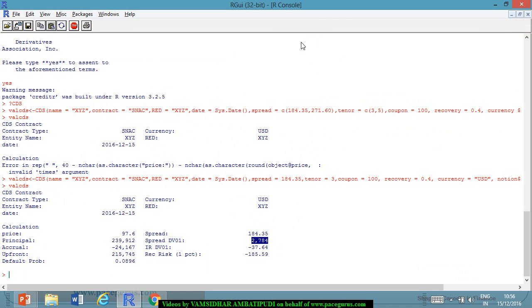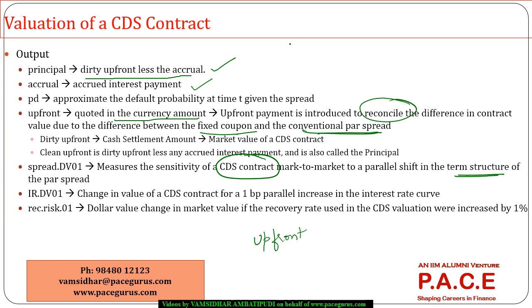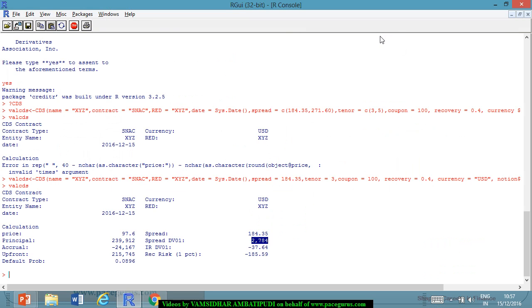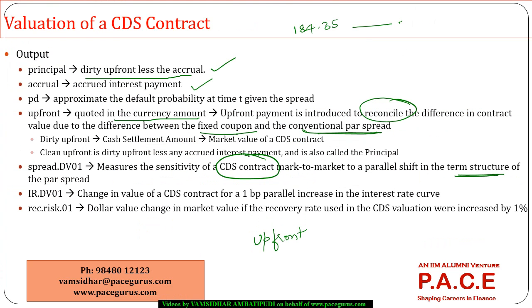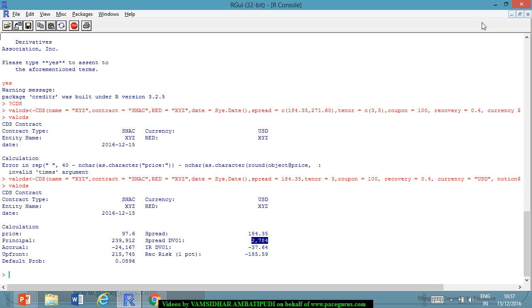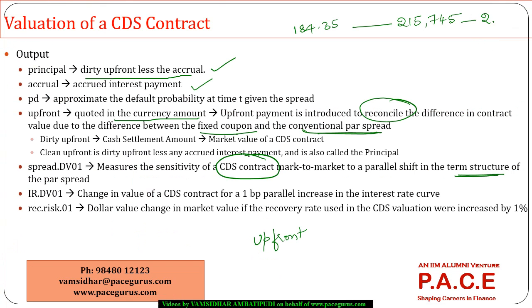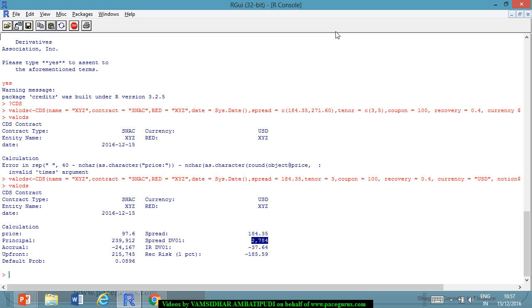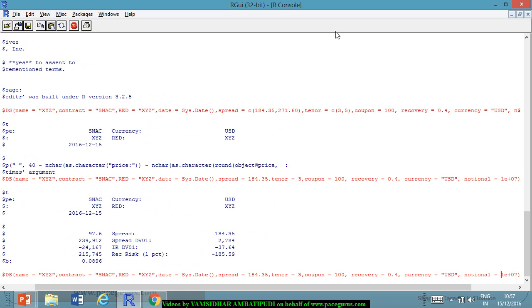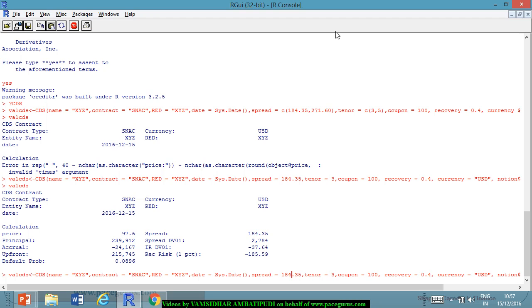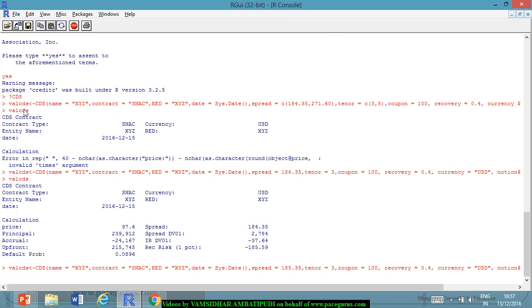So when the par spread is 184.35, I see that the upfront premium is 215,745. And it is given that the spread DV01 is 2784. Now let me take this as 185.35, everything remaining the same. Instead of 184.35, let me take it as 185.35. All else remaining the same.